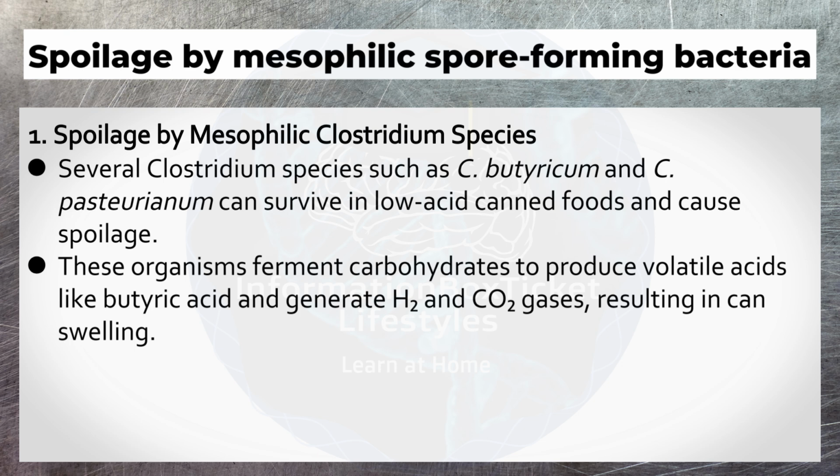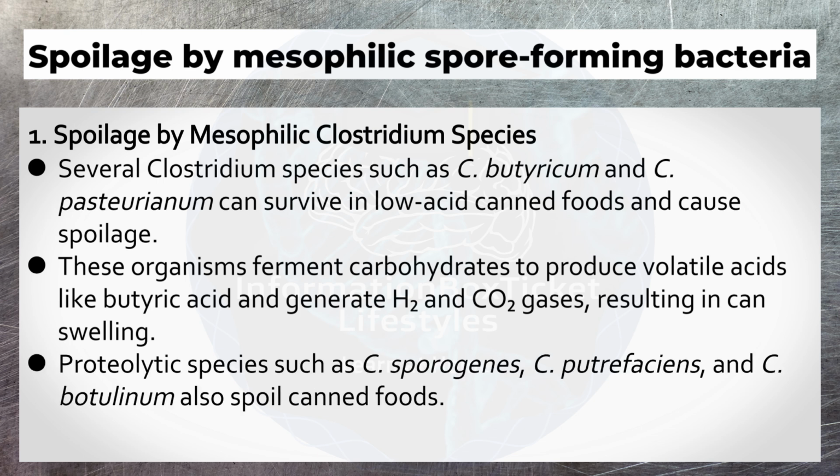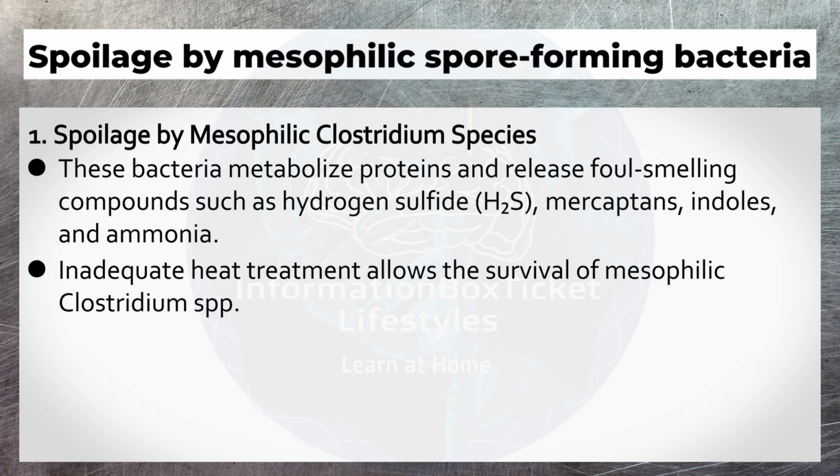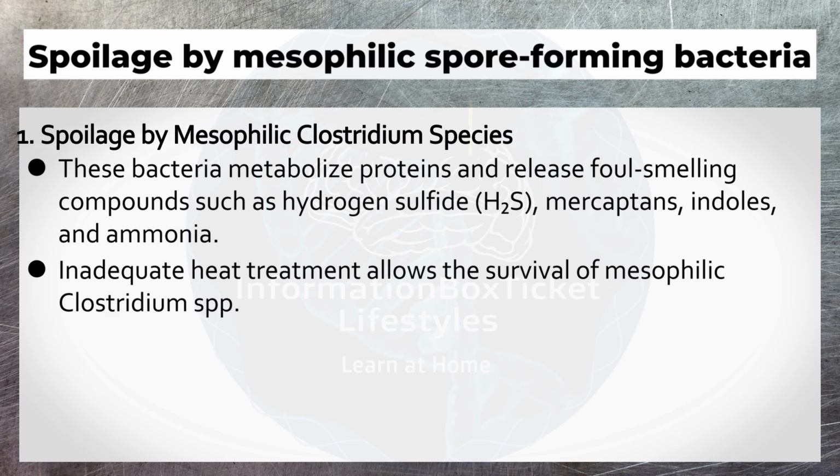Proteolytic species such as Clostridium sporogenes, Clostridium putrefaciens, and Clostridium botulinum also spoil canned foods. These bacteria metabolize proteins and release foul-smelling compounds such as hydrogen sulfide, mercaptans, indoles, and ammonia. Inadequate heat treatment allows the survival of mesophilic Clostridium species.